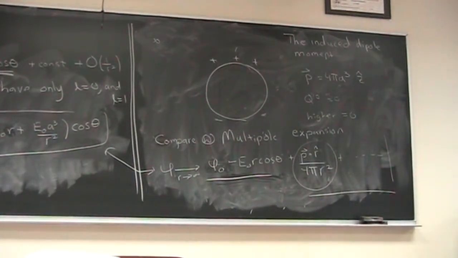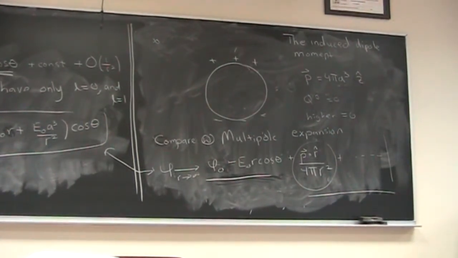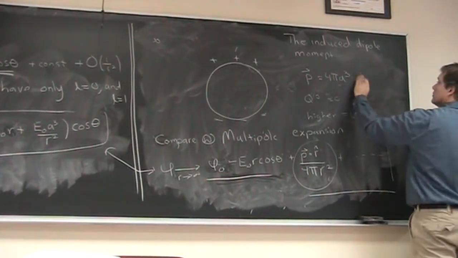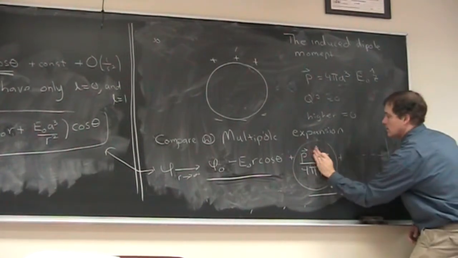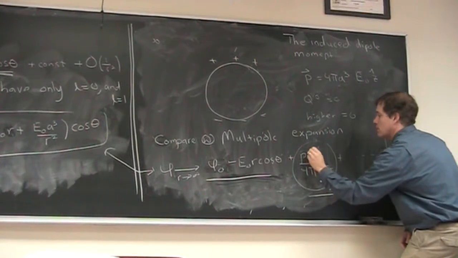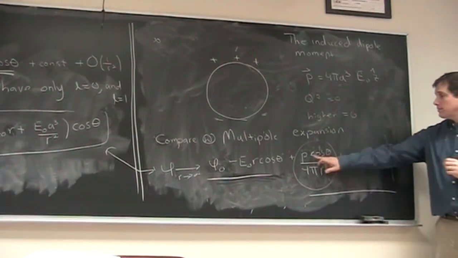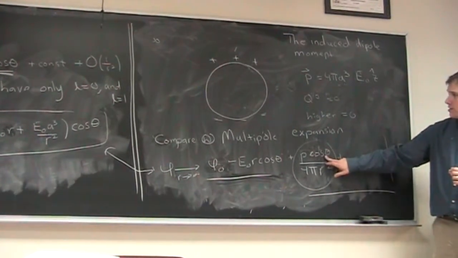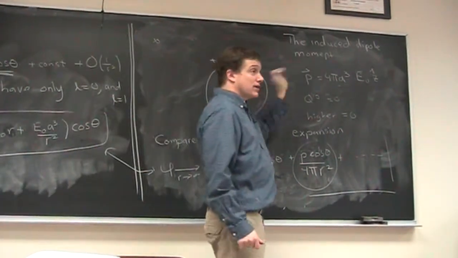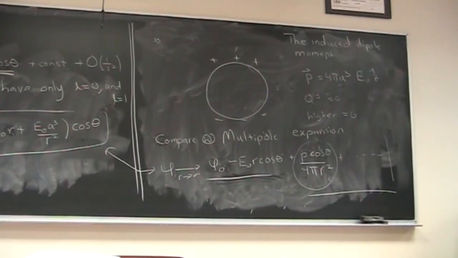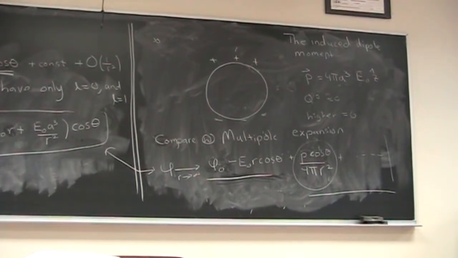Just compare this and this. Let me write this out as p times cosine theta. If I used vector notation, it would be p dot r hat, but it's actually p cosine theta. Now if I compare this term with that term, you see that the dipole moment is this thing times E naught, induced. But all other induced moments are 0.